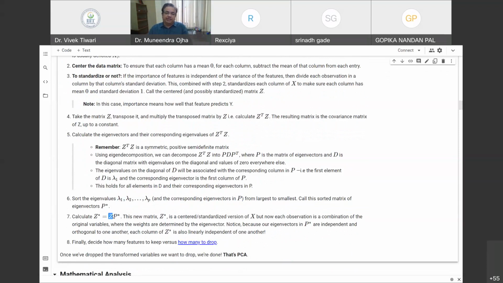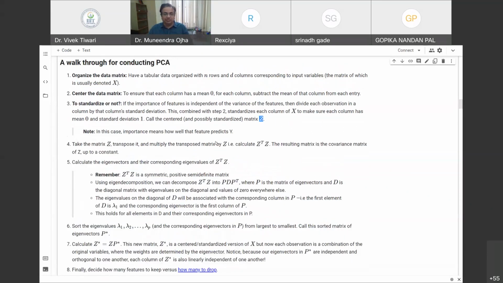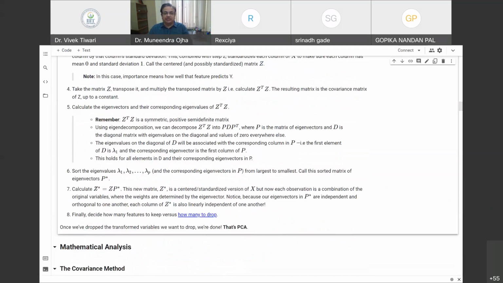So when I multiply Z with P star, I get our projection of the original data, and see, Z is the original data with only slight change, that Z is a standardized and centered version of X. Otherwise, all the values are basically of X only. So Z star that we obtain is the projection of original data onto the new directional space, and Z star is a standardized and centered version of X. But now each observation is a combination of original variables where weights are determined by eigenvectors.